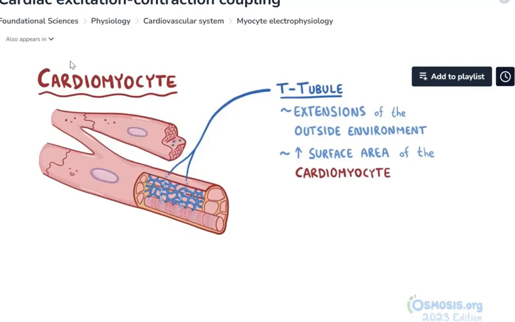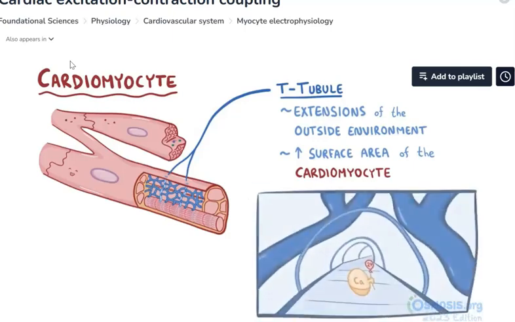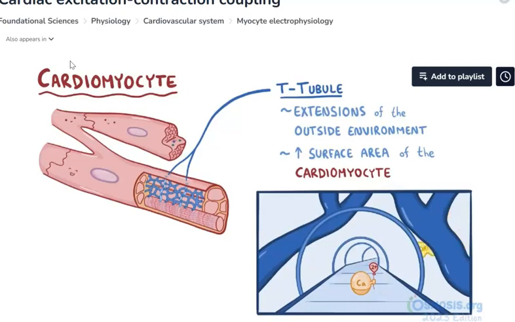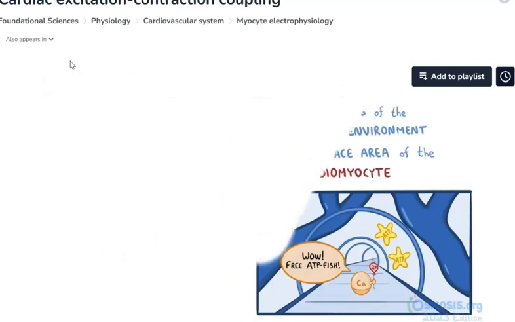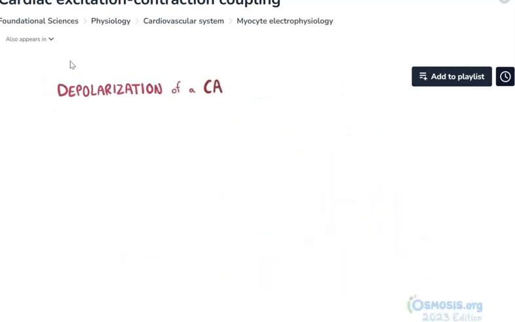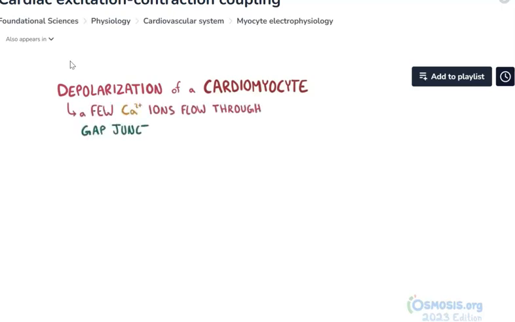Think of a large walk-through aquarium. You can walk through those tunnels and look at the sea creatures all around you, but you're not in the water with them. Finally, there's the sarcoplasmic reticulum, which is an organelle that stores intracellular calcium, the calcium that's sequestered inside the cell. When a depolarization wavefront hits a cardiomyocyte, a few calcium ions flow through gap junctions.